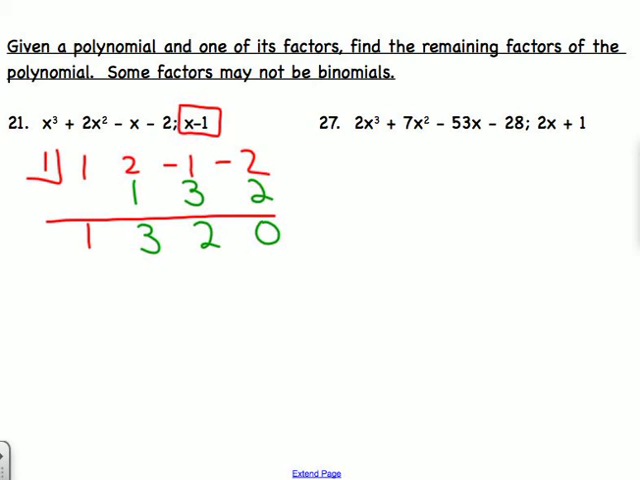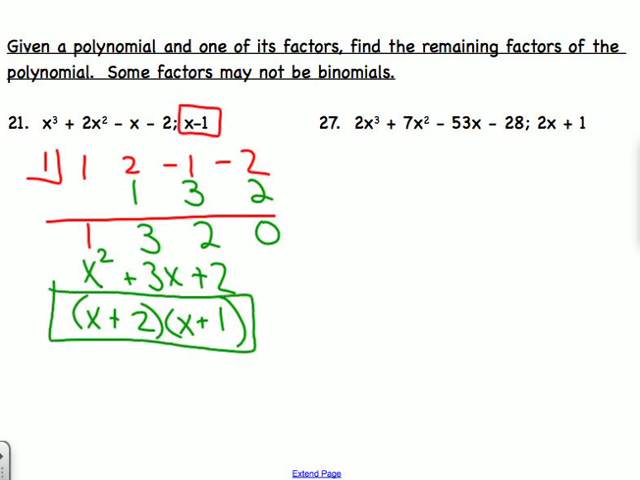Now, if the polynomial was a third-degree polynomial, this means we have 1 power less, x squared, plus 3x plus 2. To get the other factors, we are able to factor this further. X and x gives us x squared. Factors of 2 that add up to 3 are 2 and 1. So these two factors are other factors of the polynomial for 21.